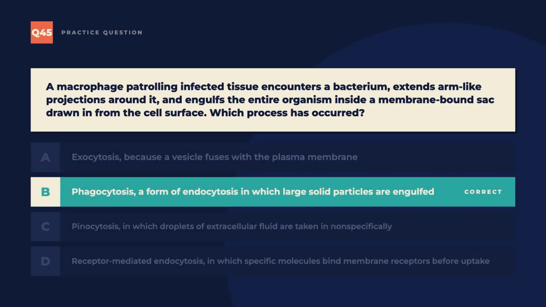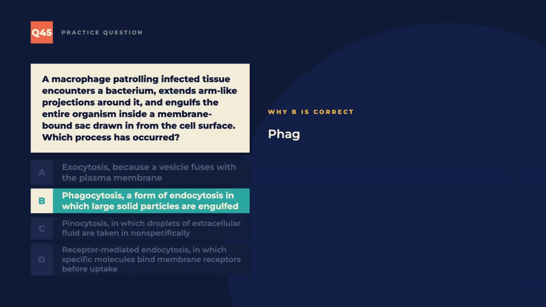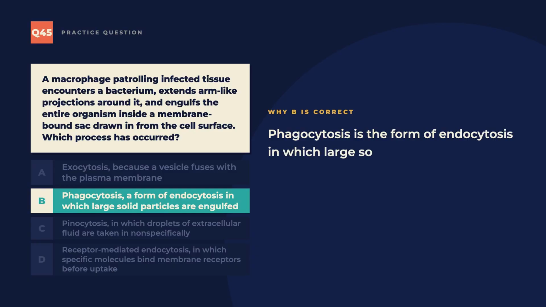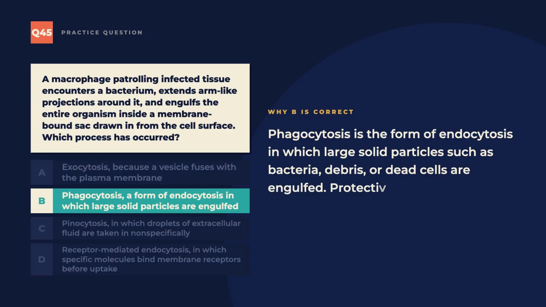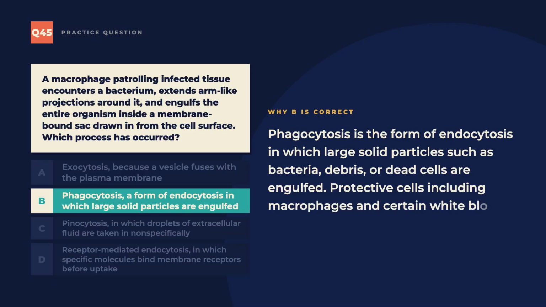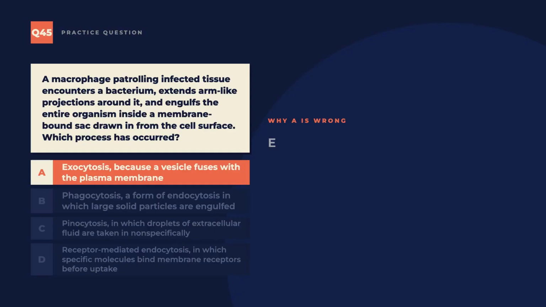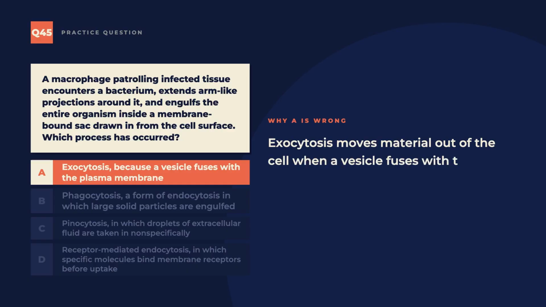The correct answer is B. Phagocytosis, a form of endocytosis in which large solid particles are engulfed. B is correct because phagocytosis is the form of endocytosis in which large solid particles such as bacteria, debris, or dead cells are engulfed. Protective cells including macrophages and certain white blood cells extend pseudopods around the target, which is exactly what is described. A is wrong because exocytosis moves material out of the cell when a vesicle fuses with the plasma membrane and releases its contents.